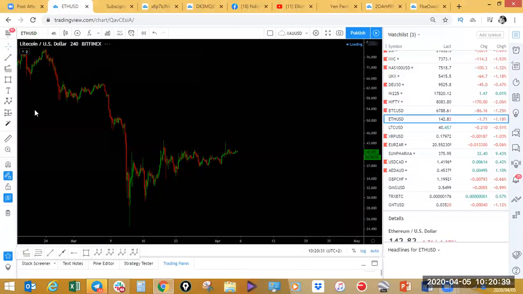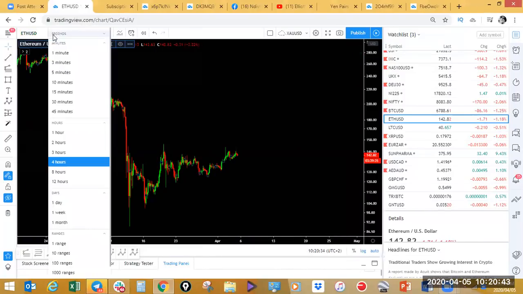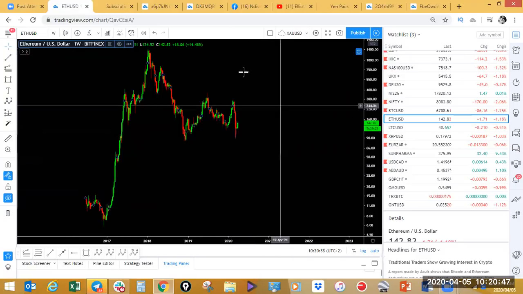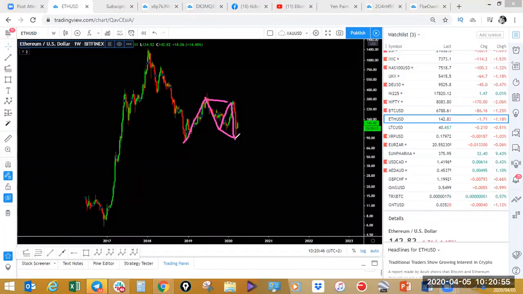Just before we go to Litecoin, let me just show you the bigger structure on Ethereum as well, just to show you why we're looking at that. So Ethereum as well, we've made an A, B, C structure here. This looks like a corrective structure, so that's why we're looking for these moves to do that. Okay, so we're looking for that to go to the upside.